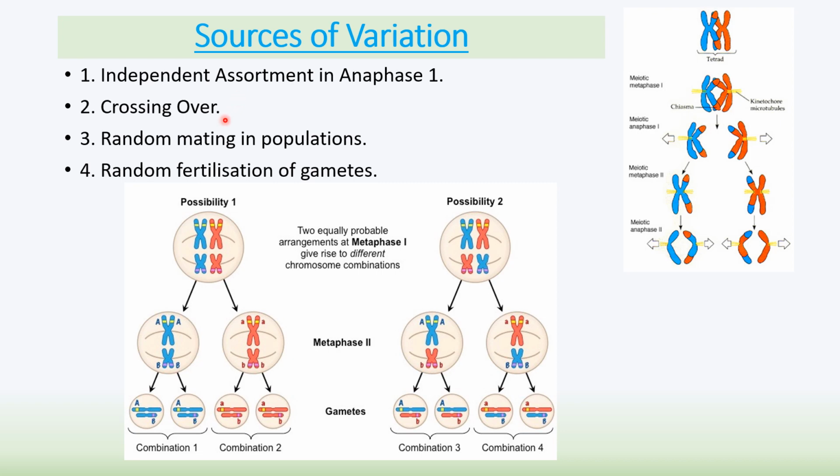And after crossing over and independent assortment happens, random mating also occurs, which obviously gives different chromosome pairs to come together, and random fertilization occurs as well. Okay, now don't forget that in metaphase 1 we have independent assortment, but also in metaphase 2 as well.